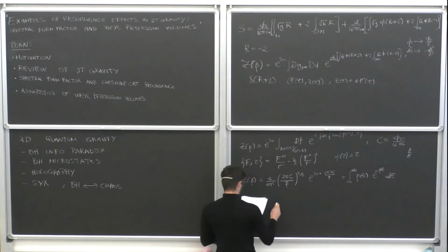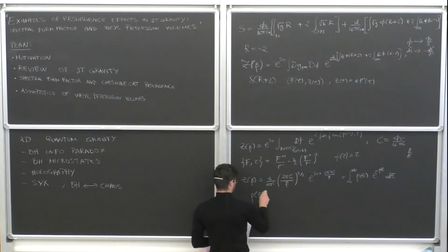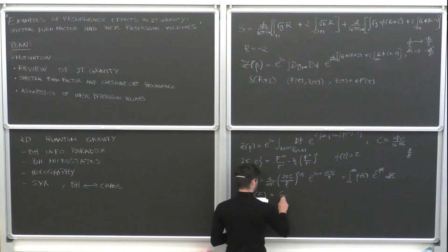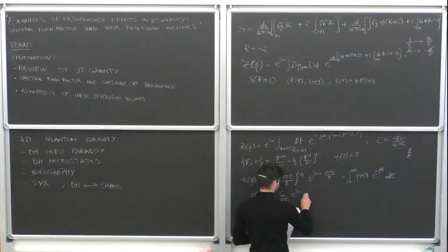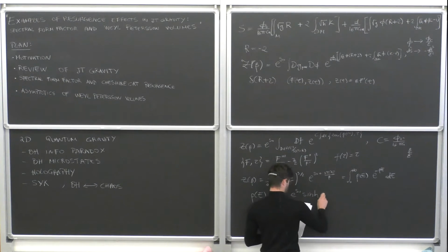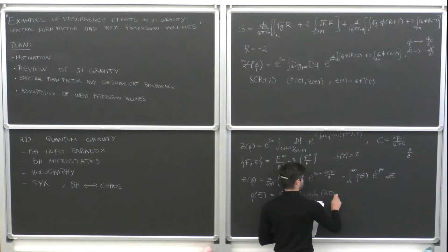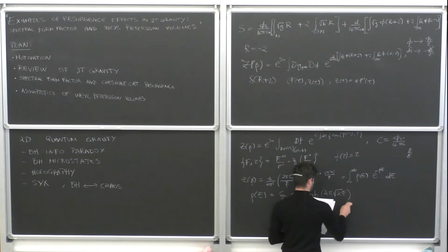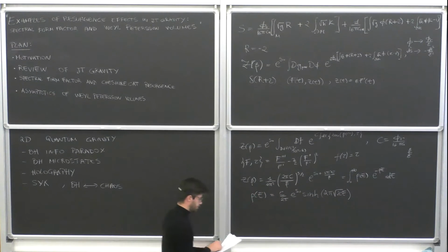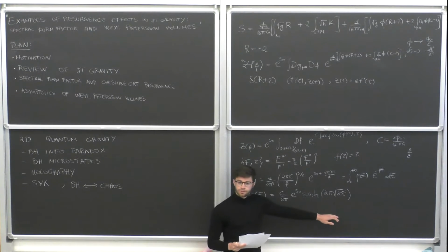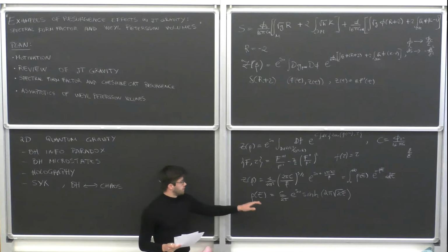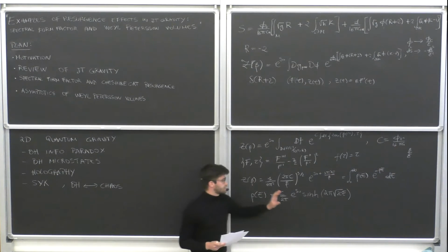Okay, so let's do it. And what you obtain if you do this is the following answer. C over 2 pi e to the s naught sinh of 2 pi square root of 2c e. Okay, very nice. But the result is quite puzzling, because in the standard holographic setting, you would expect to find a sum of delta functions.